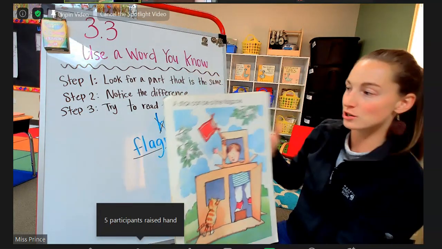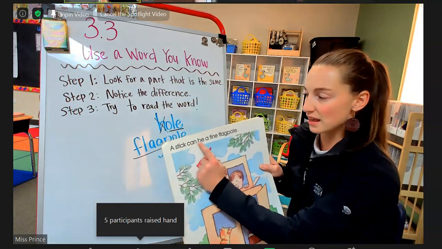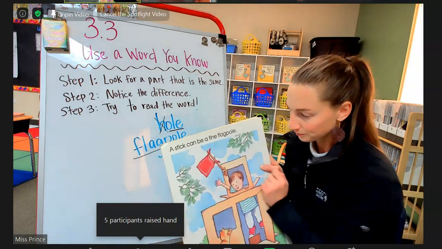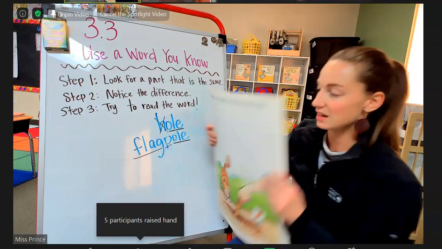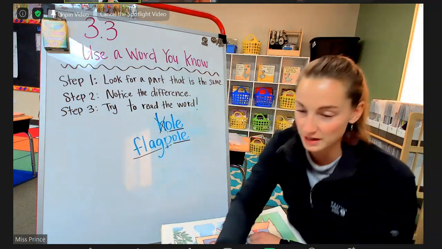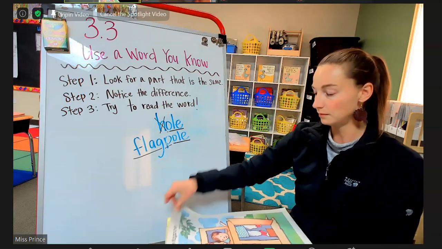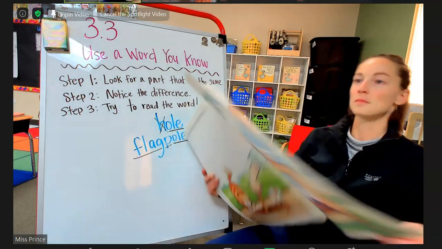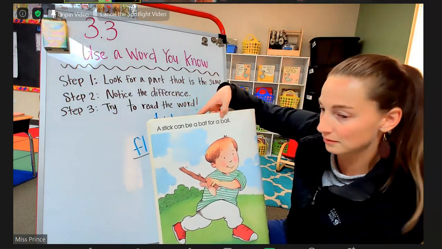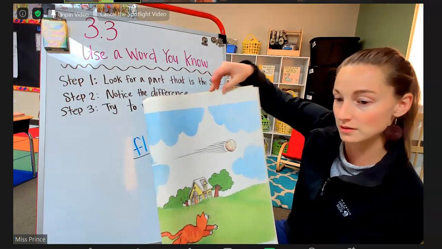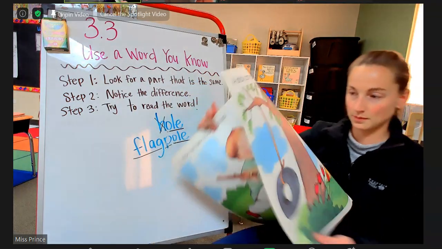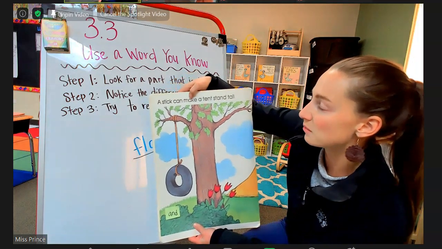So let's go back and make sure that it makes sense. A stick can be a fine flagpole. Okay, I see a flag here. And there's the stick. So the stick from the story is now a flagpole. Thanks for helping me sound that out, Kieran. Nice work. A stick can be a bat for a ball. There it goes. A stick can make a tent.